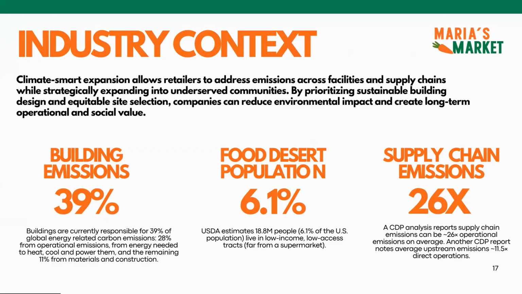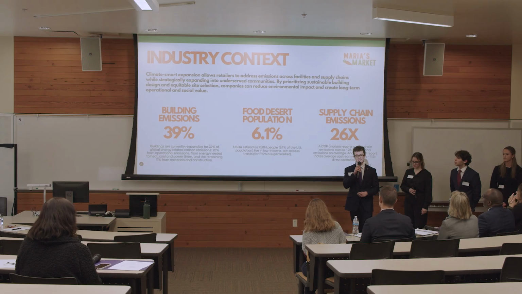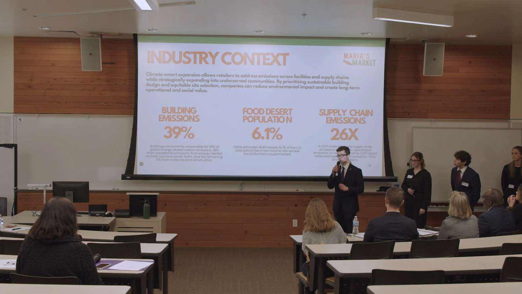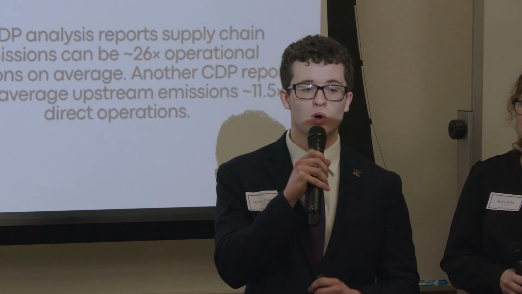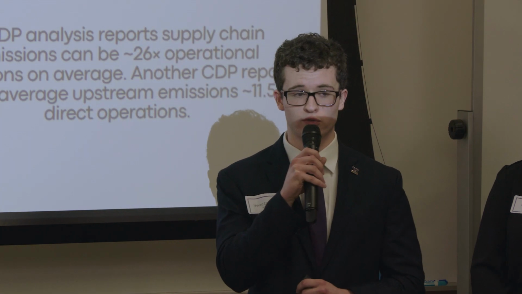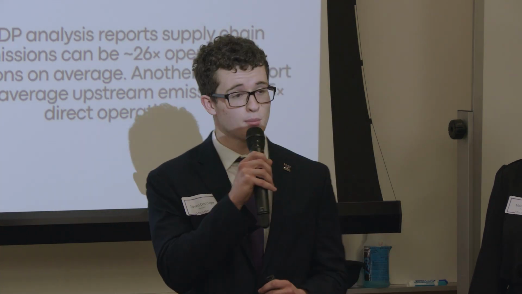For some data, building emissions account for 39% of global energy-related carbon emissions. Additionally, supply chain emissions are 26 times that of operational. When we look at the people aspect of our triple bottom line, we see that 6.1% of Americans live in verified food deserts across the United States. This number is far too high.